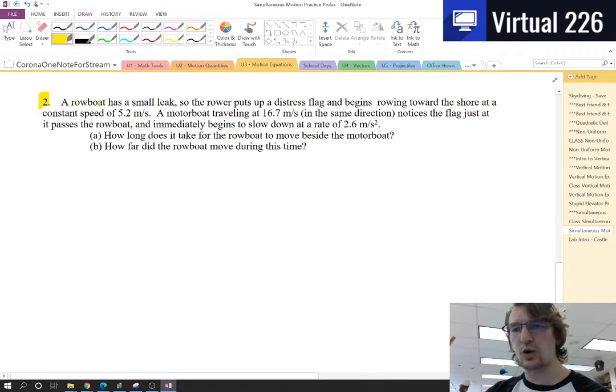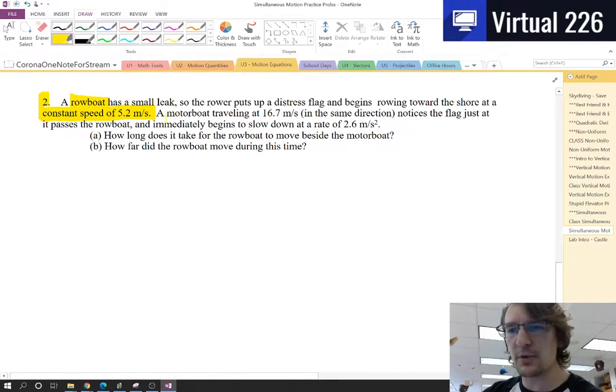So we have a rowboat here, with a small leak. The rower puts up a distress flag and begins rowing towards the shore at a constant speed of 5.2 meters per second. Now that constant speed immediately lets us know what the acceleration is. It's 0 because they're not speeding up, they're not slowing down.